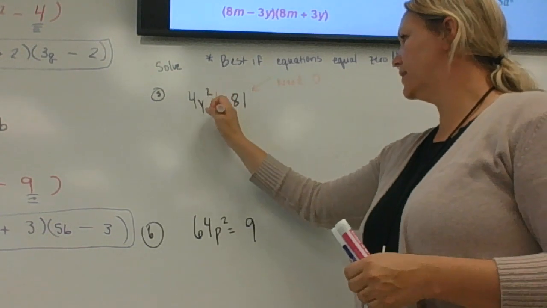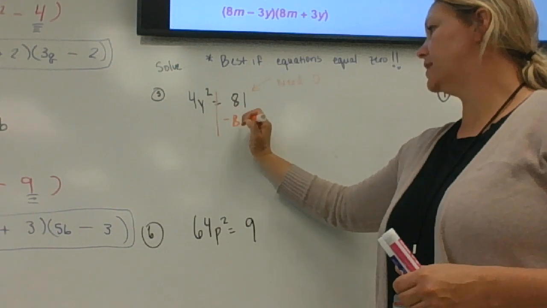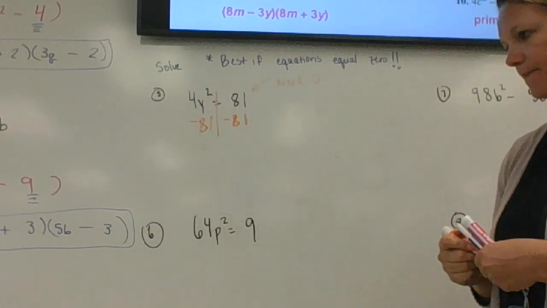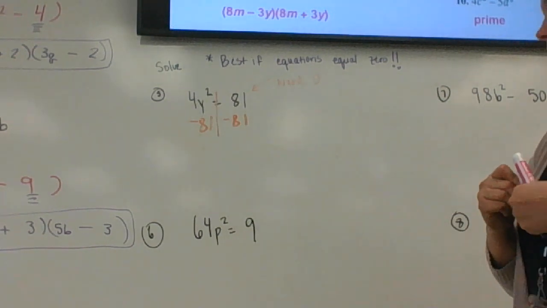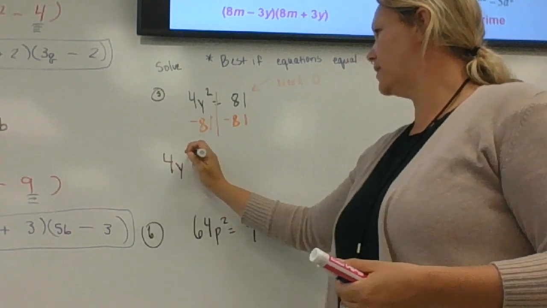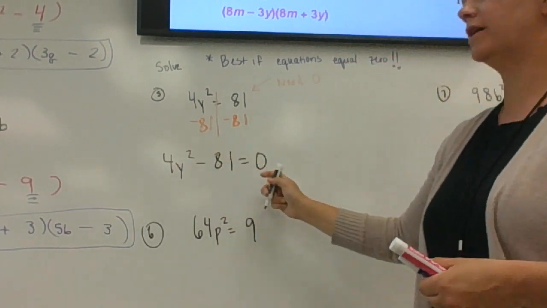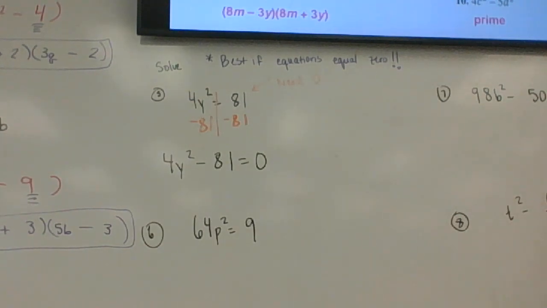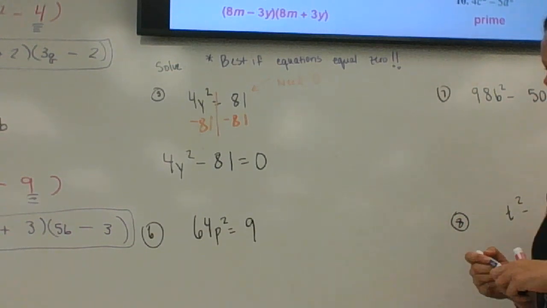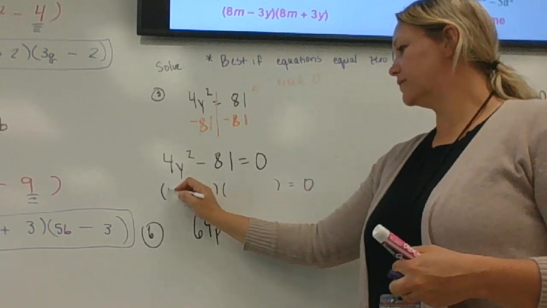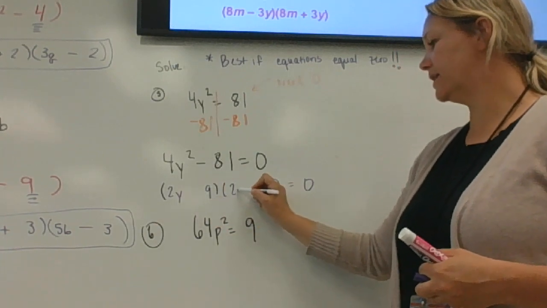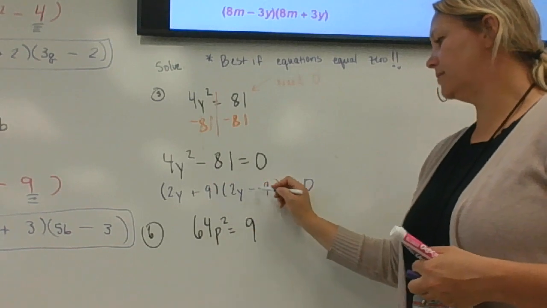So I'm going to put a line in, and I'm going to subtract this 81. So the new problem is 4y squared minus 81 equals 0. That's the best setup. You need a 0 there. And then you do your 2 parentheses because both of those square root. The square root of 4 is 2. Square root of 81 is 9. You need a plus sign and a minus sign.